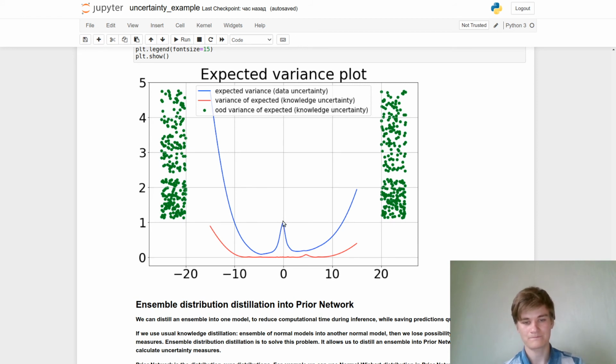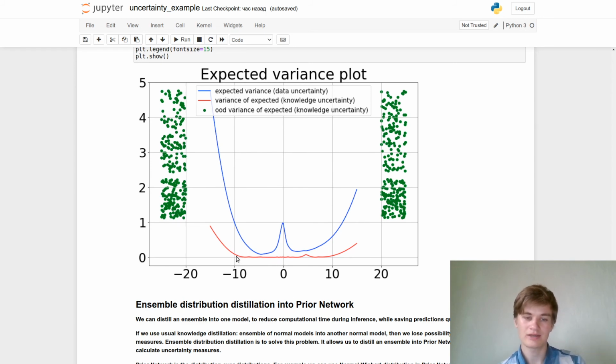It decreases as we go from 0 to -10, and it starts to grow nearby 5. Yeah, you can see that this is our data uncertainty measure. It behaves like that. And we also have knowledge uncertainty measure. And you can see that knowledge uncertainty measure is very low in the noise region. So the noise doesn't increase our knowledge uncertainty here.